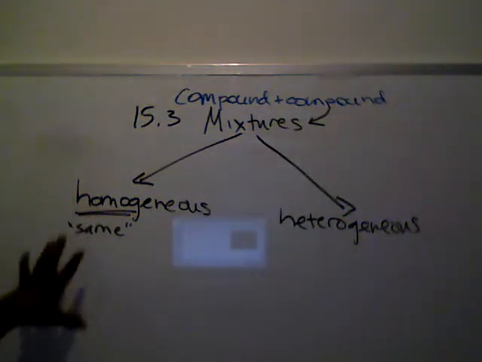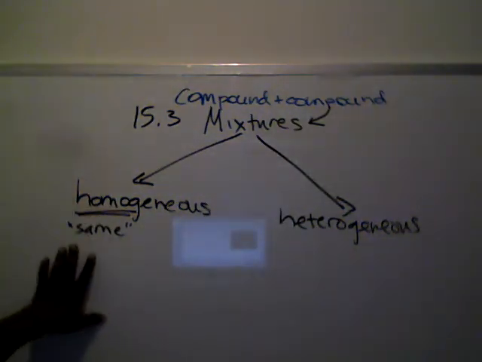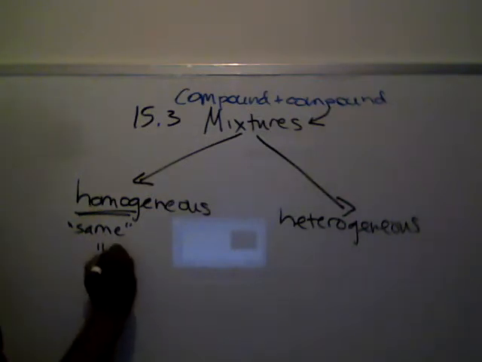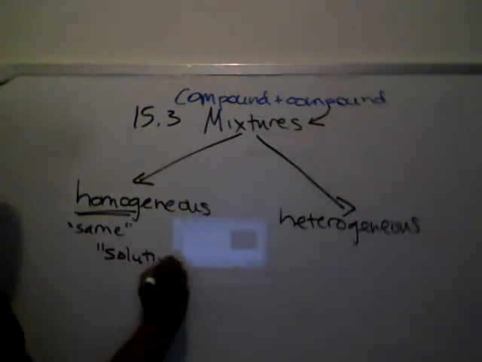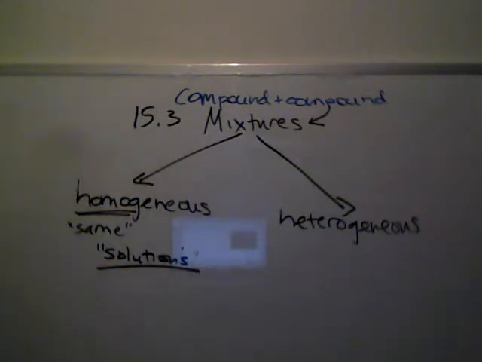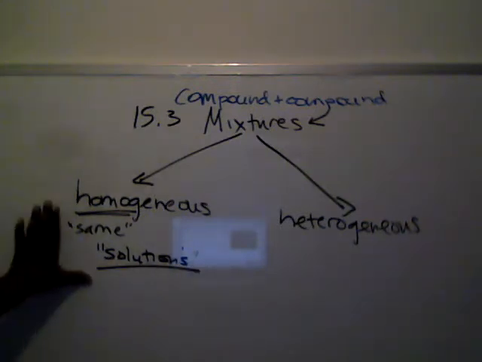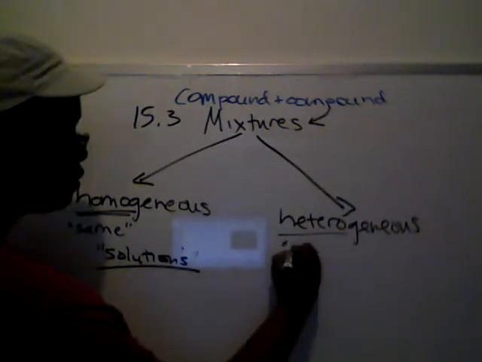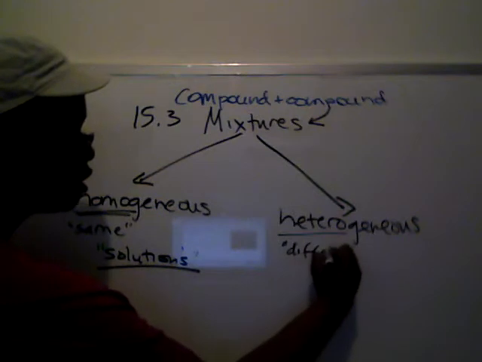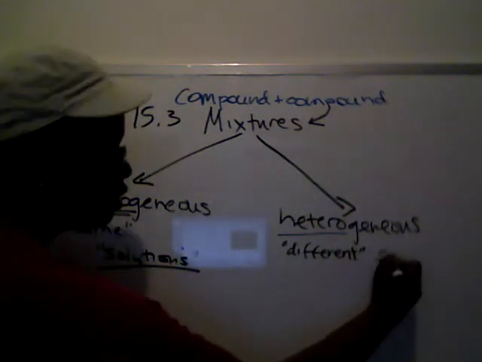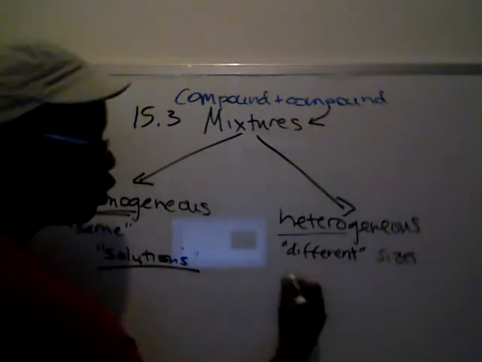Now, if you have two compounds that are relatively the same size and they mix well with each other, you can make a homogeneous mixture. Homogeneous mixtures are also called solutions. So if you hear solutions from here on out, it's a homogeneous mixture where the two compounds mix well together. Hetero means different. These are going to be compounds that are different sizes and they don't mix well.